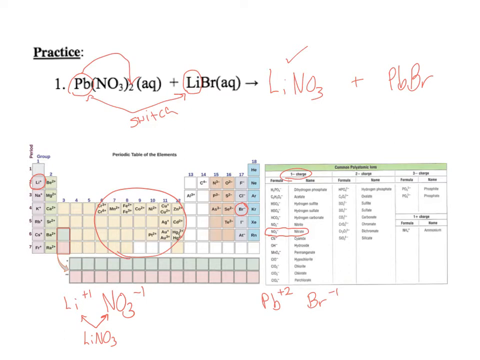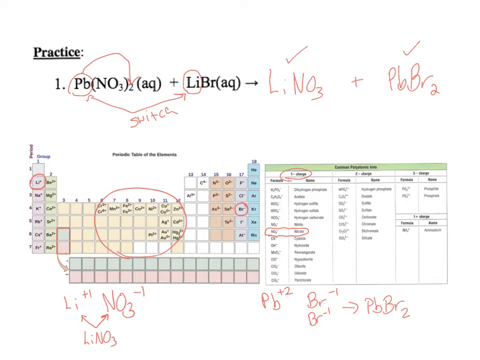Pb +2, Br -1. So these ions have to add up to 0. This means I need 2 Brs and 1 Pb. That's +2 -2, that's 0. So the formula will be PbBr2. So I need to fix this. I'm going to put PbBr2. Now the formula is correct.